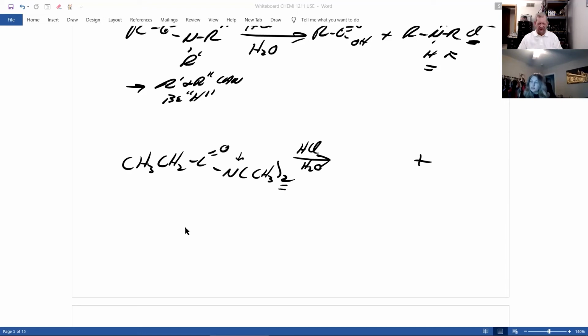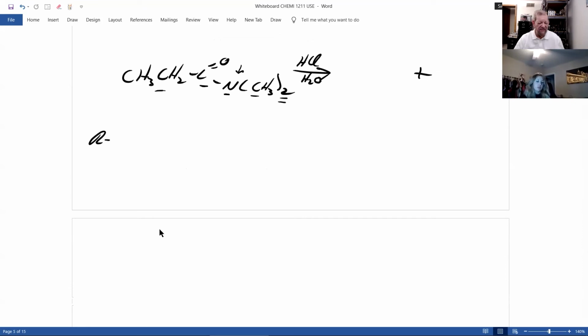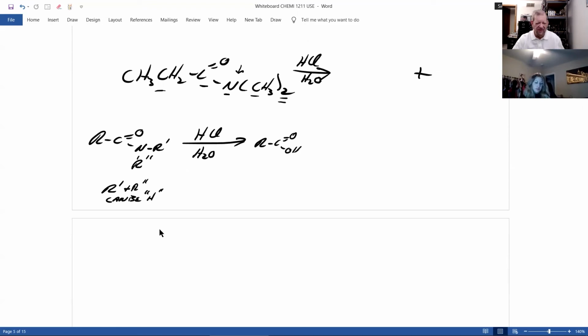All right, let's get to work. What do we have here? What's different? Carbonyl with the nitrogen and carbons on here. And what is that? That's an amide. Remember, R prime and R double prime can be hydrogen. If I react it with what acid, HCl is hydrochloric acid, and water, I have acid hydrolysis of an amide, and I get back the carboxylic acid plus the amine salt, not the amine. If you put down the amine, I'll mark it wrong, because it is.